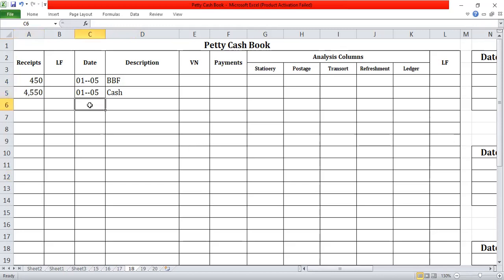Okay, good. Let's record the transactions now. 3rd of May. Stationery. Voucher number 125. Amount 280. Analyze that nicely under the stationery column.